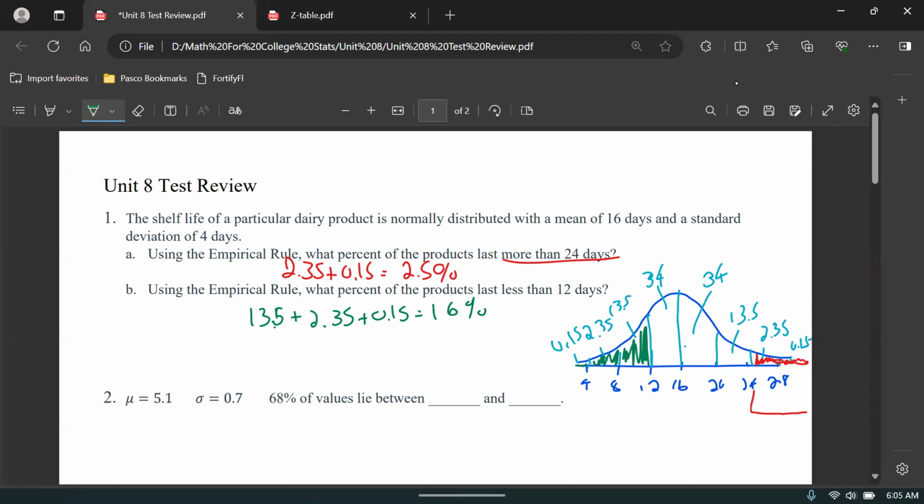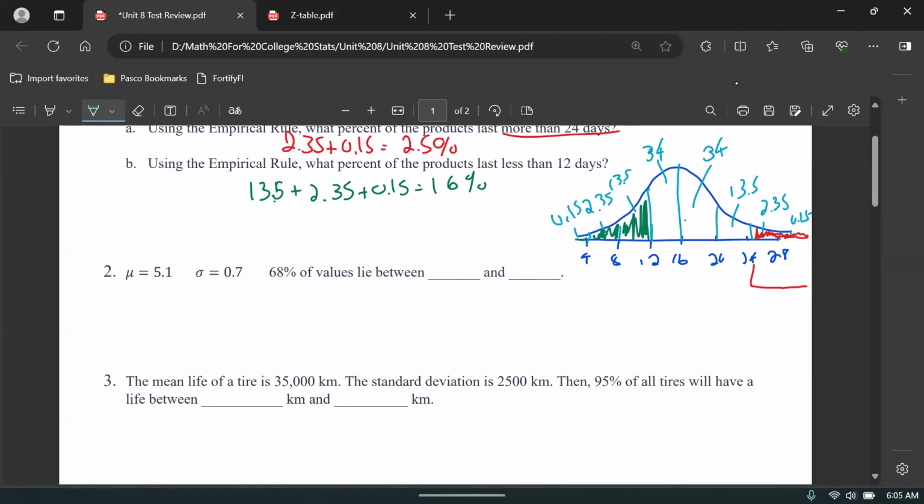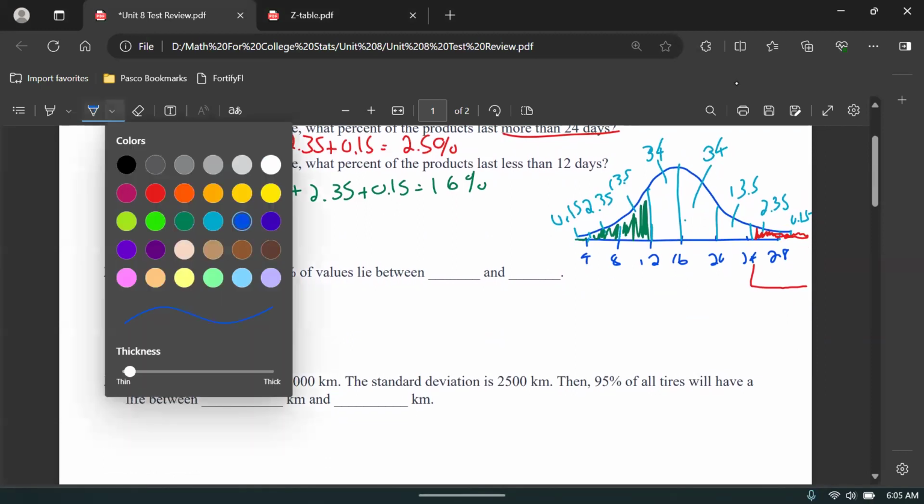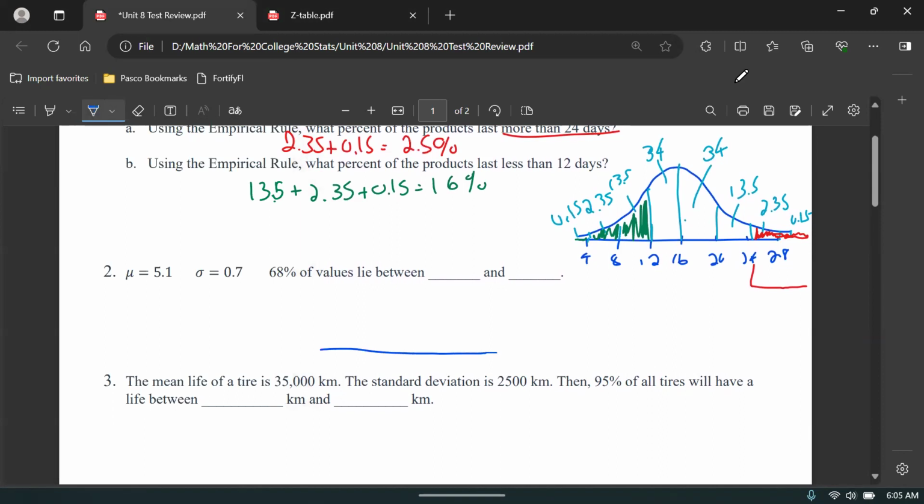All right. We have something similar in number two. Number two, 68% of values lie between blank and blank. So you might not have to do the whole picture, but it can't hurt. So let's go ahead and draw this one out as well. All right, so we know we have 5.1 in the middle, and we have 0.7. So we gotta add 0.7 to 5.1. So let's see, 1, 2, 3. So this will be 5.8, 6.5, 7.2. And then backwards, we're going to have 4.4, 3.7, and 3.0.